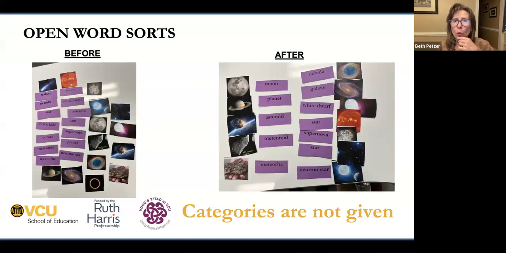Maybe they sort all of the ones that are moon, planet, asteroid, meteorite as things that can go into orbit, whereas the others in the right-hand column are all things that produce light. So they're getting an opportunity to repeatedly talk about these words, to talk about the relationships, and to play flexibly with them. And it's all just good processing and practice, and exposure to the words before, during, and after a lesson.